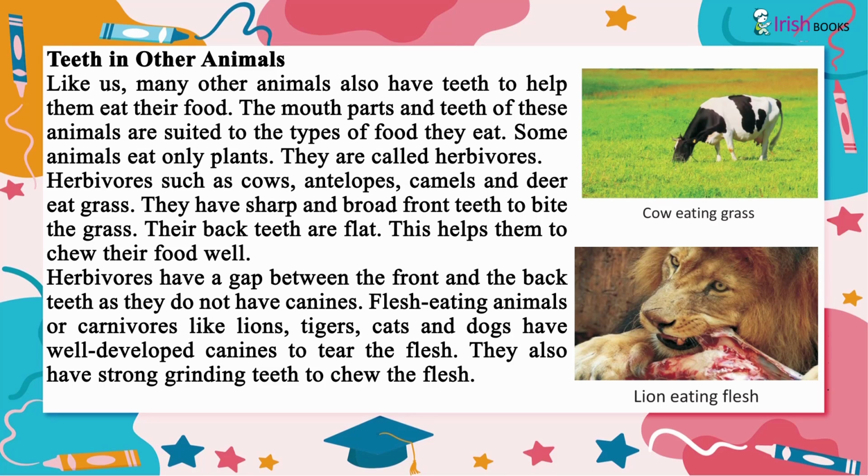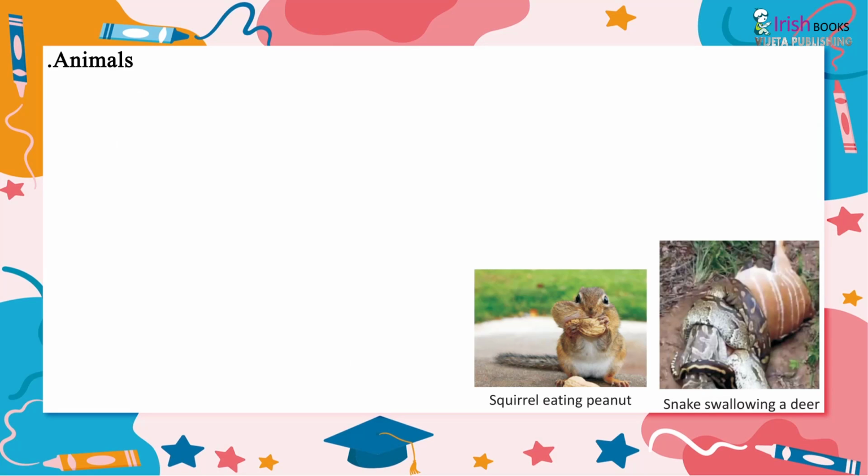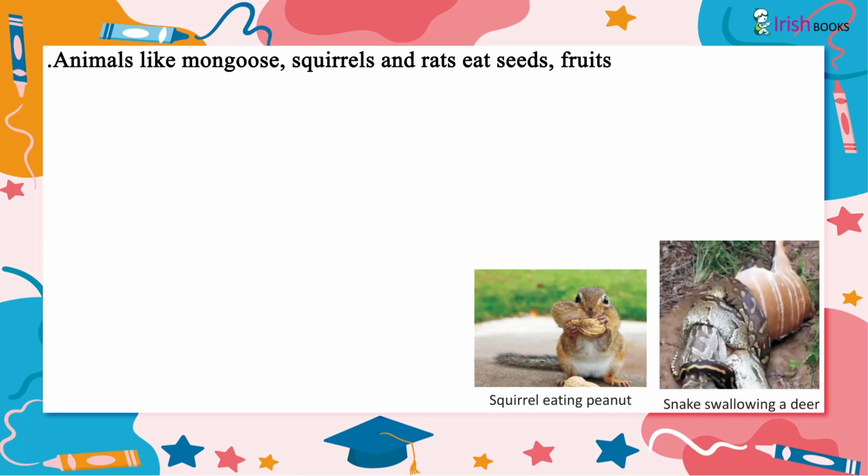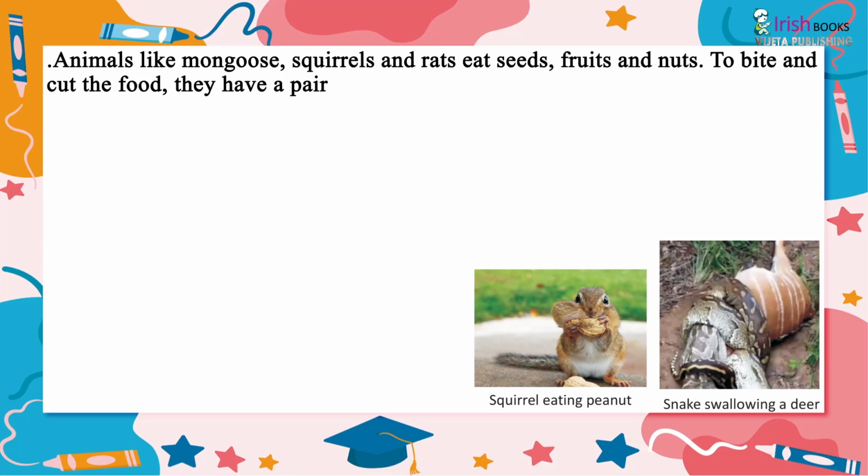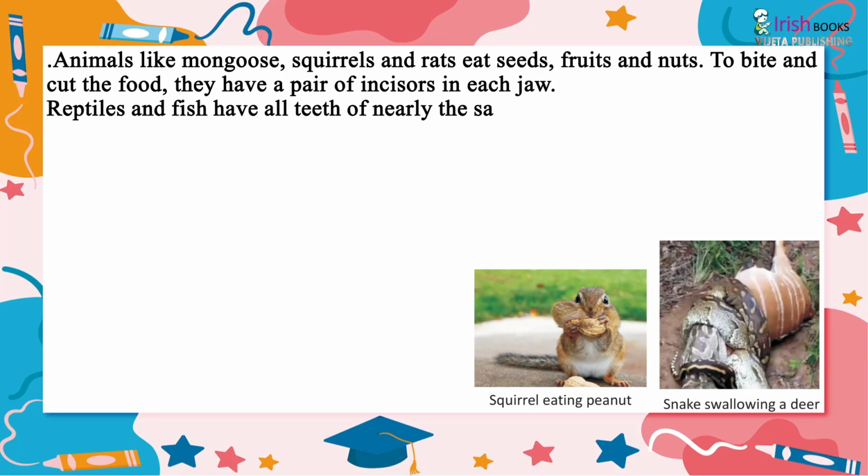Lion eating flesh. Animals like mongoose, squirrels, and rats eat seeds, fruits, and nuts. To bite and cut the food, they have a pair of incisors in each jaw. Squirrel eating peanuts.